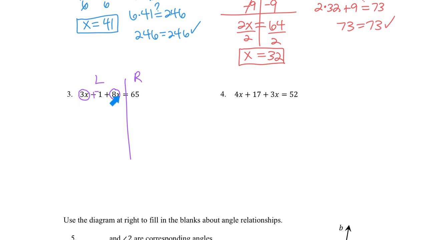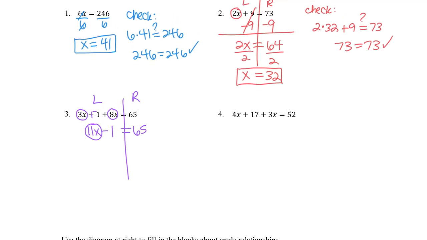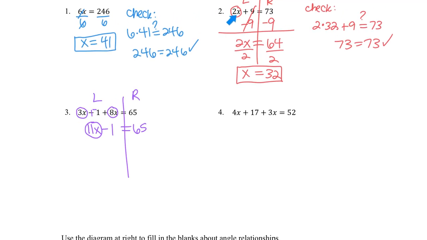So 3x and 8x combined is 11x. So I have 11x, and then either plus a negative 1 or just minus 1 is fine, equals 65. So all I did was combine those like terms, and I still have that minus 1 down here. Now I'm going to circle the term with the variable just like I did on number 2 because I want to get that by itself on this left side. Sometimes we do it on the right side, but it's on the left side, so we're going to keep it there. And I want to get rid of this minus 1, so I want to make it 0.